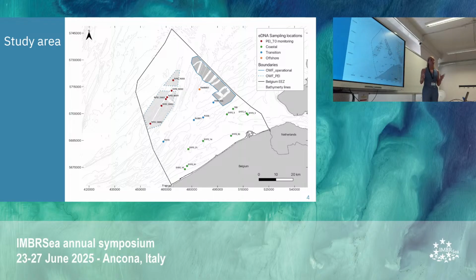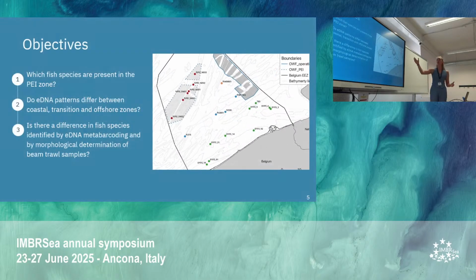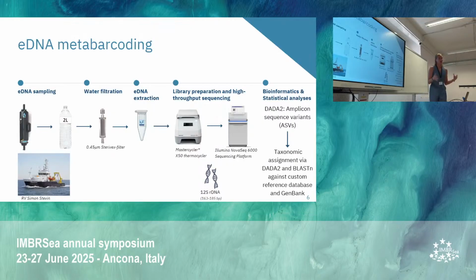And additionally, next to seawater samples, we also collected beam trawl samples at the coastal stations and at the offshore stations. So more specifically, this leads to the following research questions, with the first one being, which fish species are present in this zone, so the baseline assessment? Do eDNA patterns differ between coastal, transition and offshore zones? And is there a difference in fish species identified by eDNA metabarcoding and by morphological determination of the beam trawl samples? So, how did I do this?